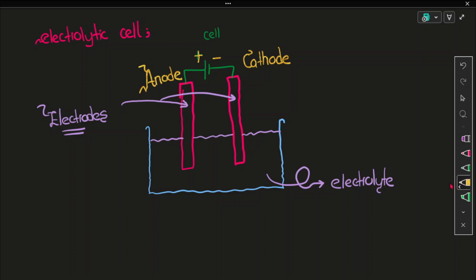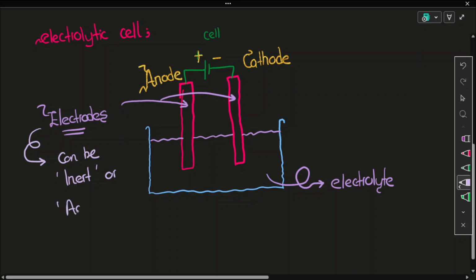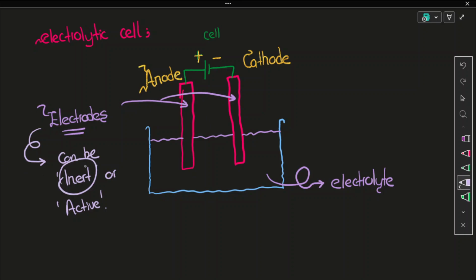And then another fun thing about these electrodes, so anodes, cathodes, electrodes, right? Another fun thing about these electrodes is that they can actually be inert, or they can be active. What does that mean? Thank God, the idea is very straightforward. If the electrodes are inert, I'll pick my laser pointer.